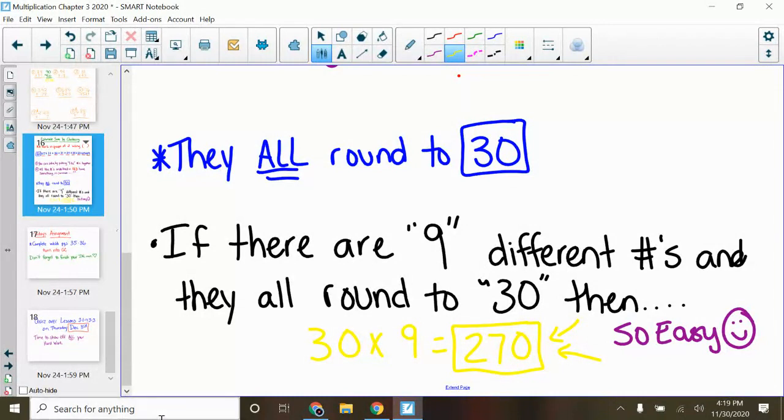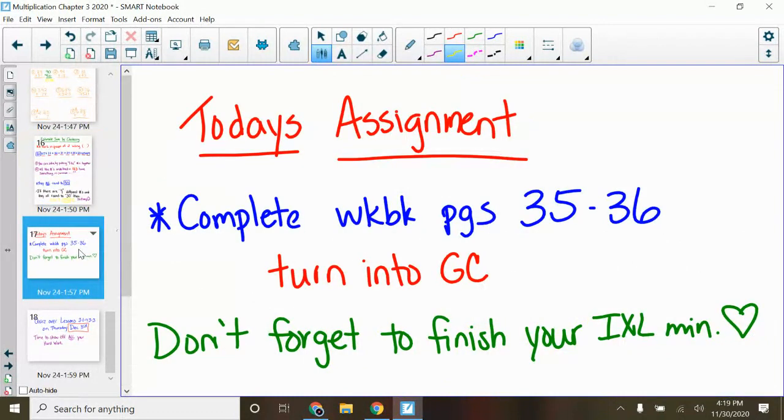Okay, so your assignment for today is going to be to complete workbook pages 35 and 36. It's going to have these kinds of problems on it. As you look at those two workbook pages, you're going to have to estimate the product, which means estimate the answer to the multiplication problem that you see. And we have learned how to do this. We've practiced it. We did it early in our lesson today. So that's what you're going to work through to solve.